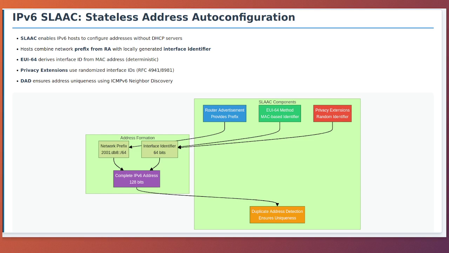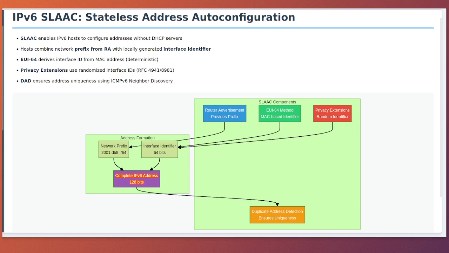The SLAAC process relies heavily on router advertisement messages, which are ICMPv6 messages sent periodically by routers or in response to router solicitation messages from hosts. These router advertisements contain critical information including the network prefix, prefix length, default gateway information, and various flags that control how hosts should configure their addresses. When a host receives an RA, it extracts the prefix information and combines it with a locally generated interface identifier to create a complete IPv6 address.